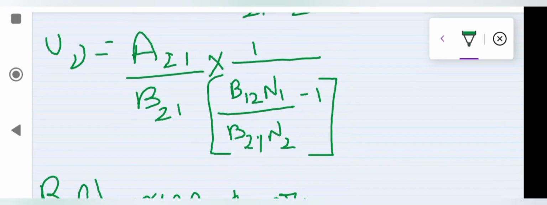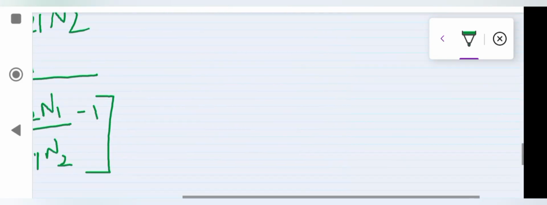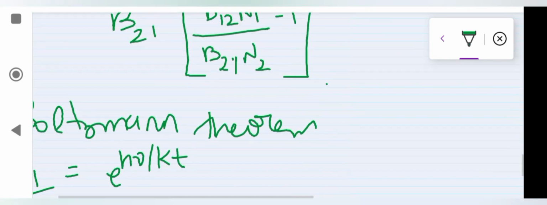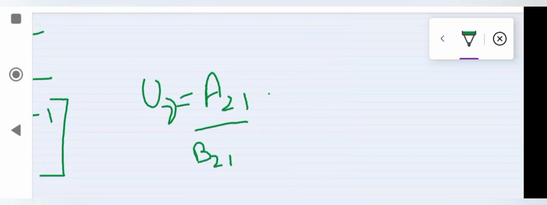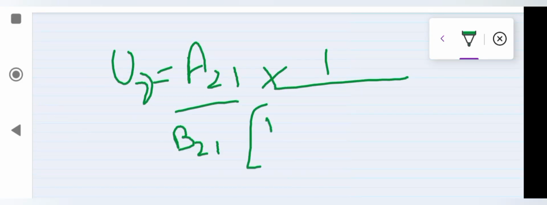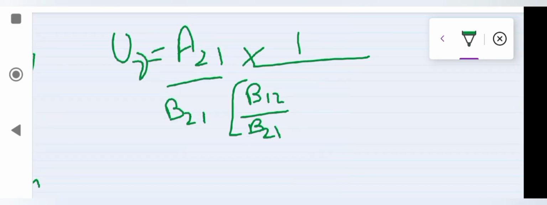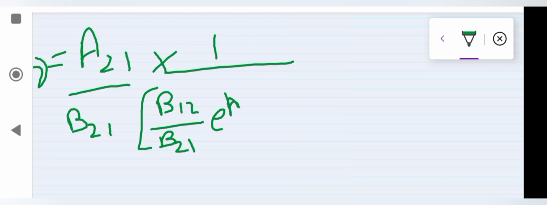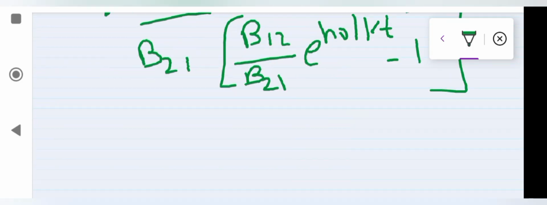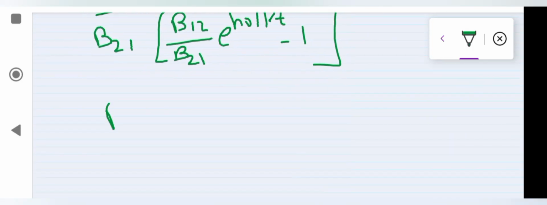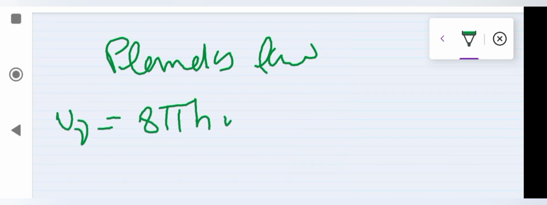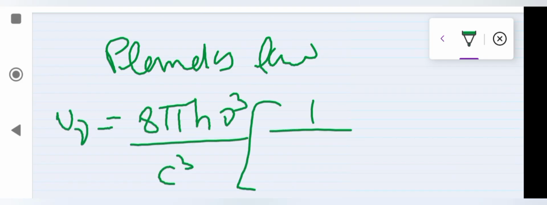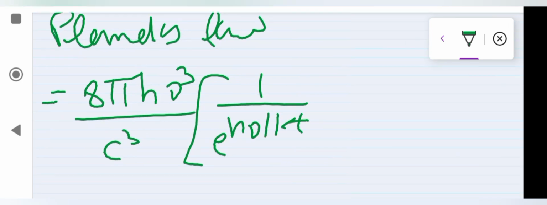And here, where is n1 by n2? n1 by n2 is here, so we will write that here. Okay, it's fine. So u nu equals A21 by B21 into 1 by B12 by B21 remains the same, B12 by B21, n1 by n2 will be converted to e power h nu by kt minus 1. Then one more: this comes using Planck's law, which states u nu equals 8 pi h nu cube by c cube into 1 by e power h nu by kt minus 1.